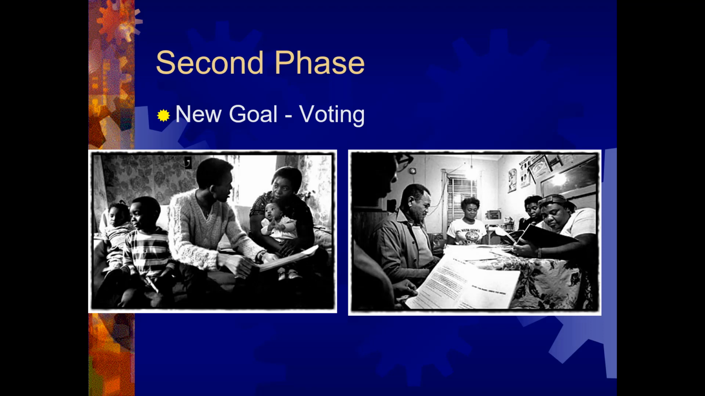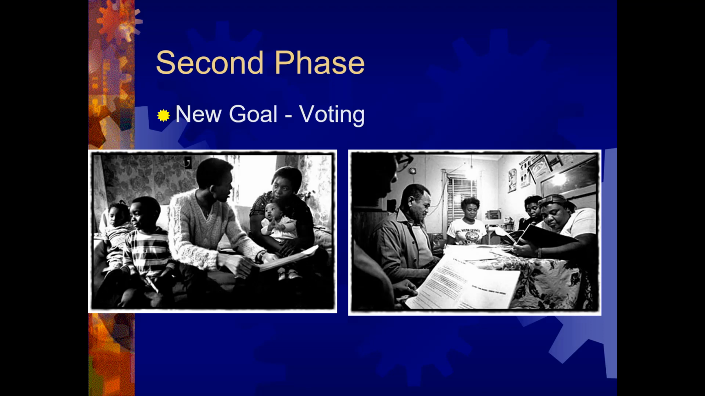SNCC, along with some other groups, began something called Freedom Summer. And Freedom Summer began in 1964. Again, it was SNCC and other groups. There were a lot of college students, a lot of college groups involved. They decided to have a voter registration information drive in Mississippi.